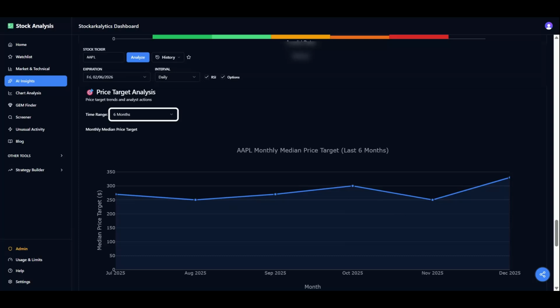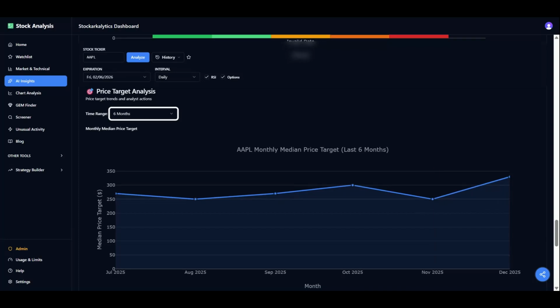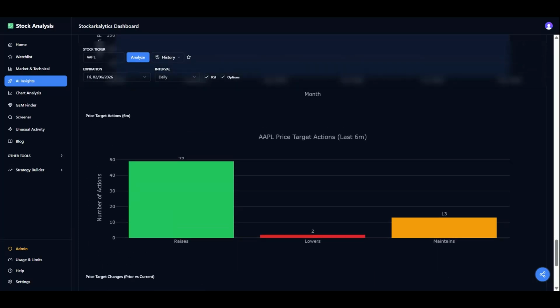If this line is trending upward over months, that typically means analysts are gradually lifting expectations. And below, you have price target actions, how many analysts raised, lowered, or maintained their targets in that same window. This is super actionable. If you see a lot of raises and very few lowers, that's a cleaner bullish signal than a single target number.